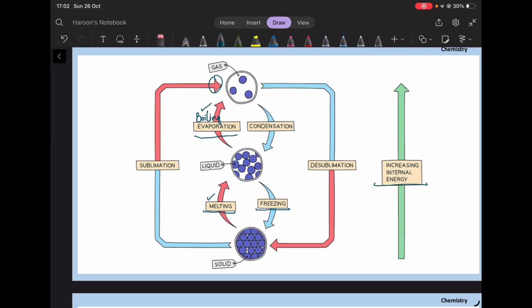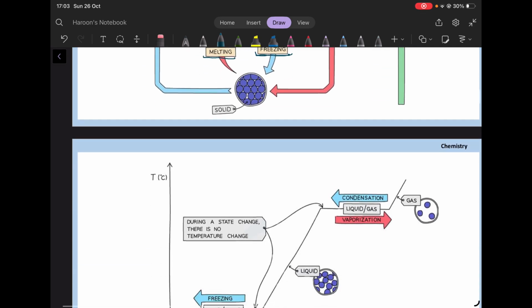And when we have the reverse processes, for example, condensation over here or freezing, these are opposite to boiling or melting. In this case, we are going from comparatively faster movement to comparatively slower movement. So over here, there would be a decrease in internal energy and hence decrease in kinetic energy. So the thermal energy would actually be released into the surroundings in the process of condensation as well as freezing.